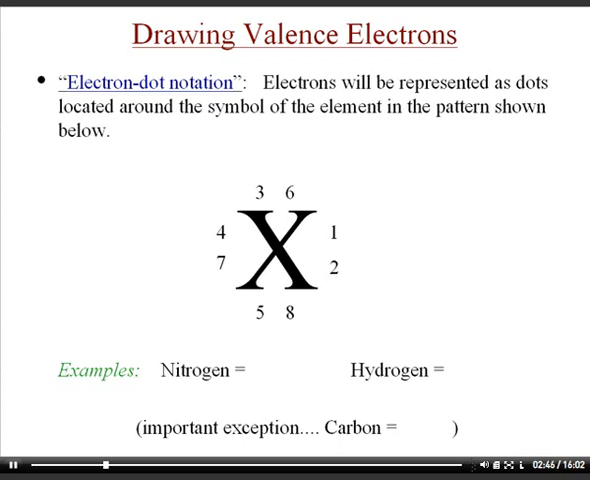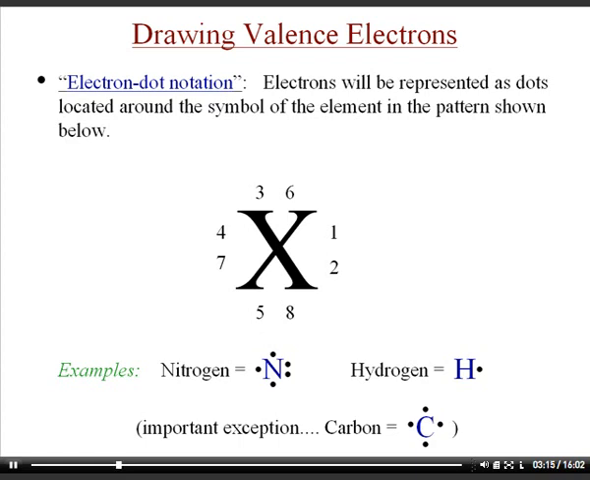So let's take a look at an example. Nitrogen we know is in group 5, as I mentioned before, so you draw the 5 dots around it. And then hydrogen has only 1 valence electron because it's in group 1. Now there's an important exception when you're doing the dots. For carbon, the valence electrons, we actually spread them out evenly, 1 on each side. So the students kind of freak out about that, but they can get used to exceptions to rules, and so this shouldn't be a big deal.